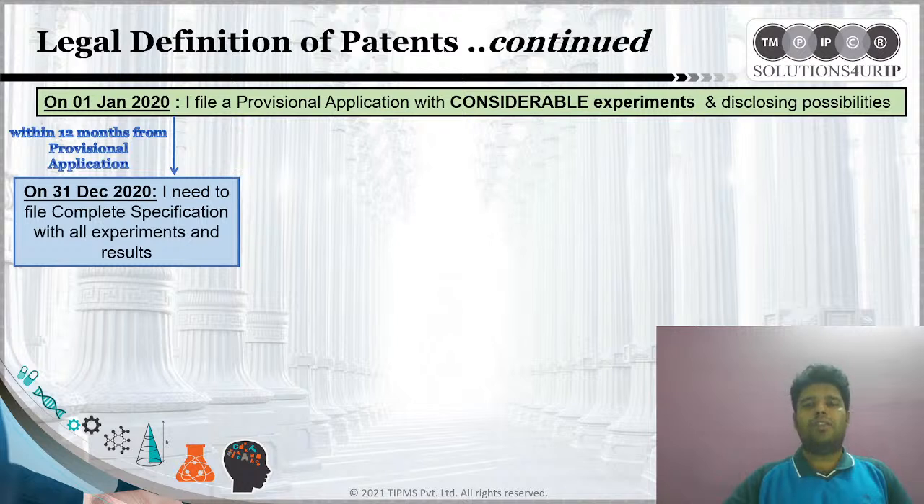Assignment deed. Apart from Form 1, Form 2 and Form 26, while filing a provisional patent application you also have to give an assignment deed, in those cases where the assignee, the applicant, is different from the inventors. If they are the same, then it is not required.